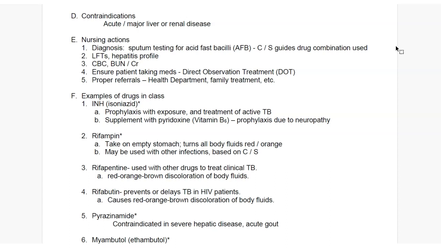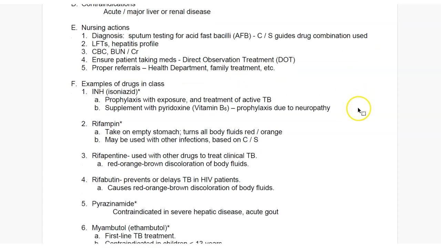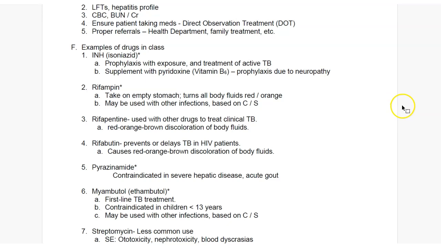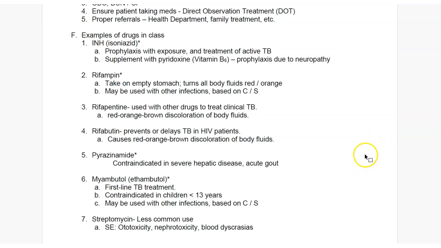In addition, we need to consider family treatment, especially because TB can be passed or communicated to other members of the family. And again, we don't want this to spread in the community. So at times it is necessary to test and treat the family members in that household. Examples of drugs that treat tuberculosis or are considered anti-mycobacterial include the following. We have INH or isoniazid, rifampin, rifapentine, rifabutin, pyrazinamide, ethambutol, and streptomycin.